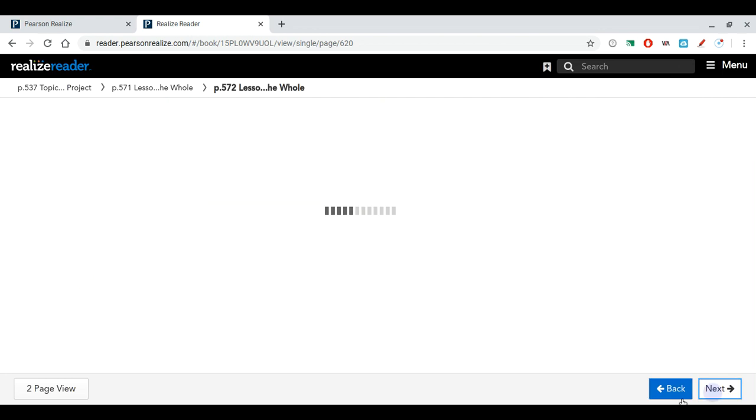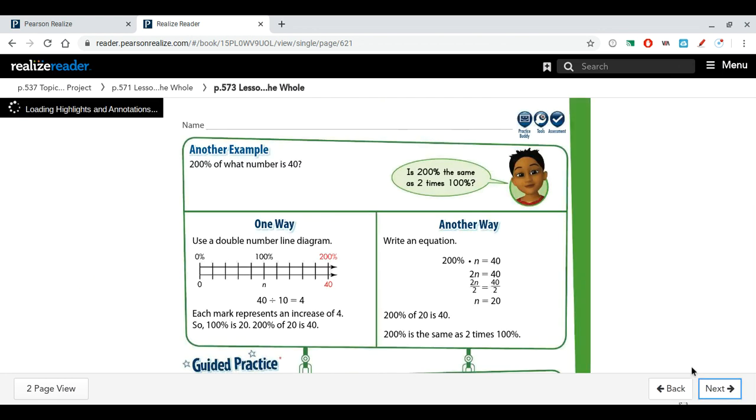All right, so let's move into your guided practice. 200 is what number of 40? So remember, here's the question for you guys. Is 200 the same as 2 times 100%? So what that means is I have 100 more percent than that original number. Here's my 200% equals 40. So to find n, if that's 200%, 100% is going to be 20. So 100% is 20, and 200% is 20 of 20, which is 40.